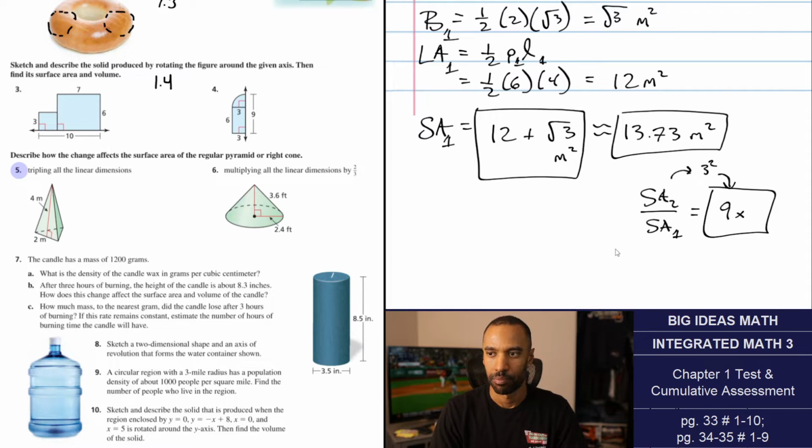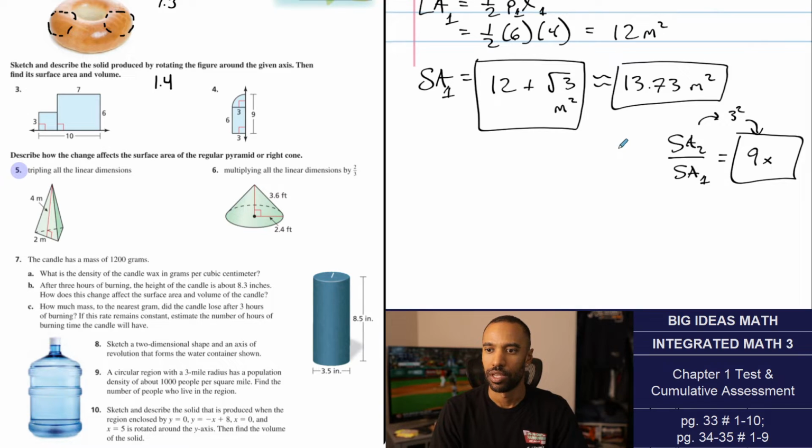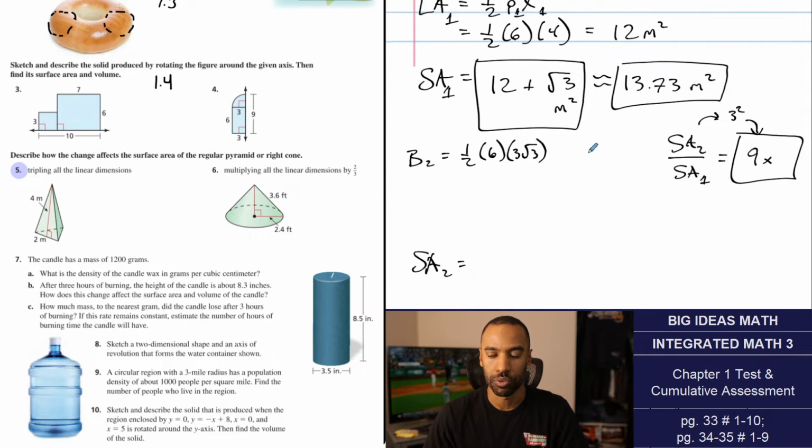But, let's calculate the other surface area. Let's get to it. So surface area of object 2 will be the lateral area plus the 2 base areas. I'll kind of save that for the bottom. Let's first get the base area. Base area of object 2 is 1/2 base, the original one was 2, tripled to 6, times height, the original was root 3, now it's 3 root 3. Half of 6 is 3, 3 times 3 is 9. We get 9 root 3 square meters of base area.